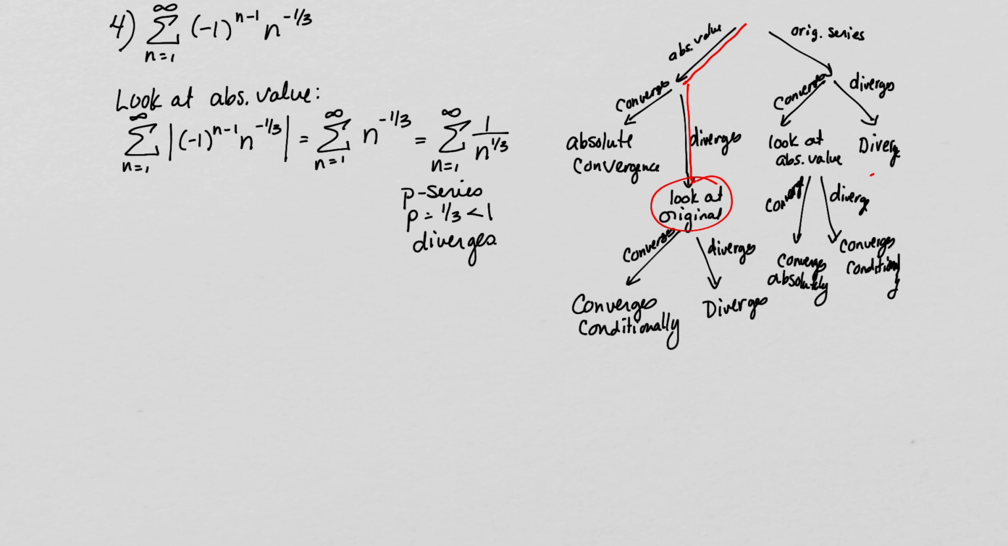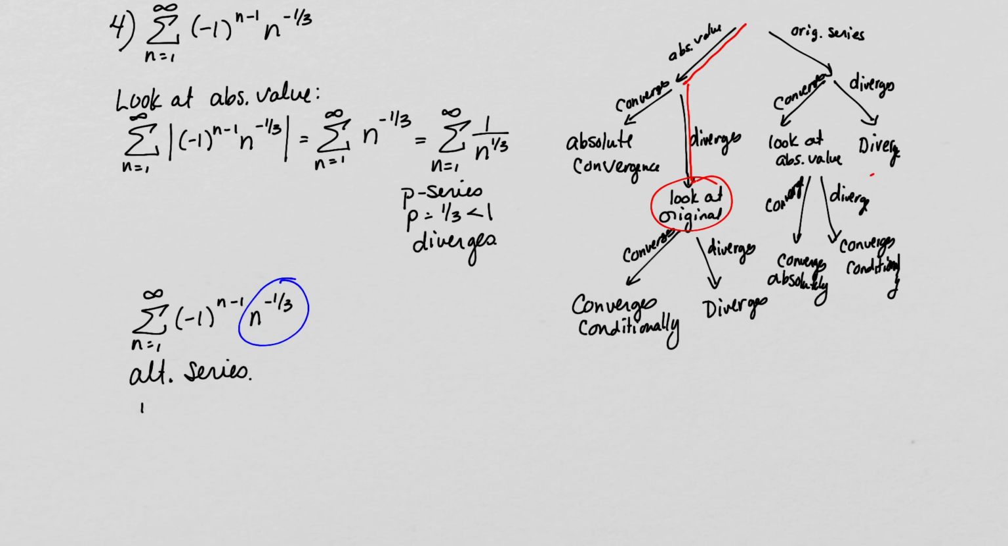Okay, so the original is the summation n equals 1 to infinity, negative 1 to the n minus 1, n to the negative 1/3. So what test would we want to do on that series? Yeah, it's an alternating series, right? Because I have negative 1 to this power. So we're going to look at the alternating series test. Remember, for the alternating series test, we have to look at the part that's not the negative 1. So that means this part here.